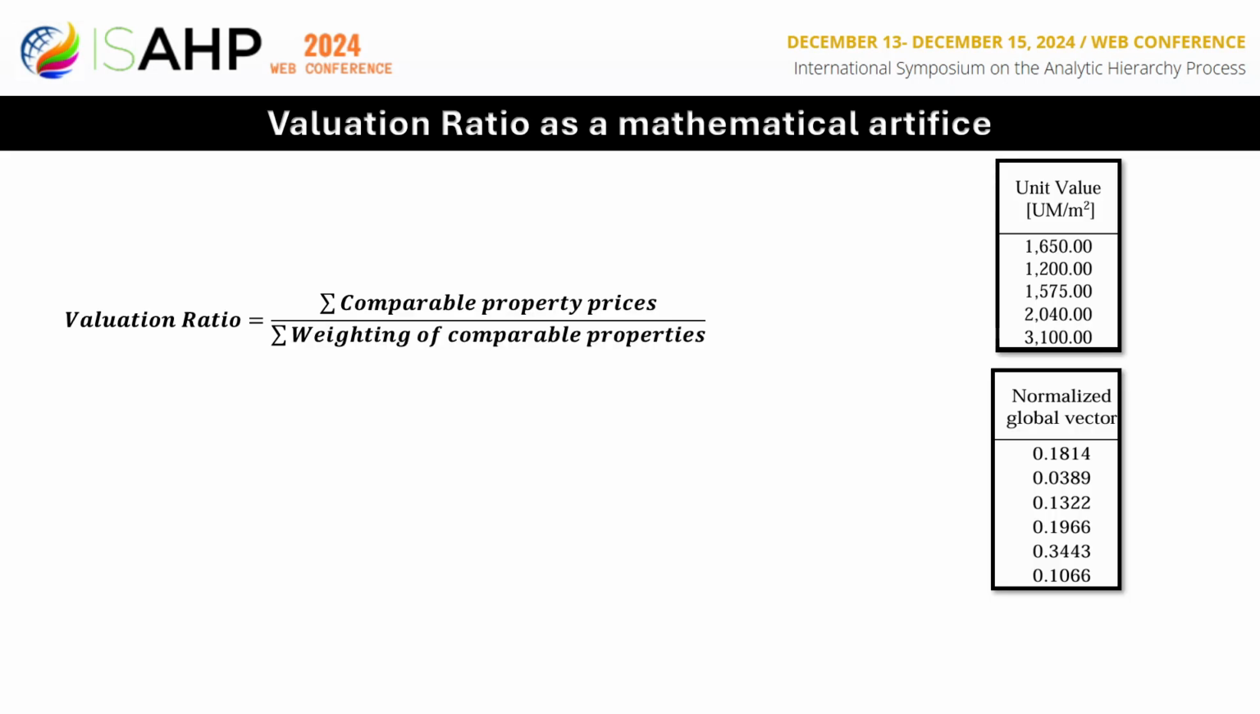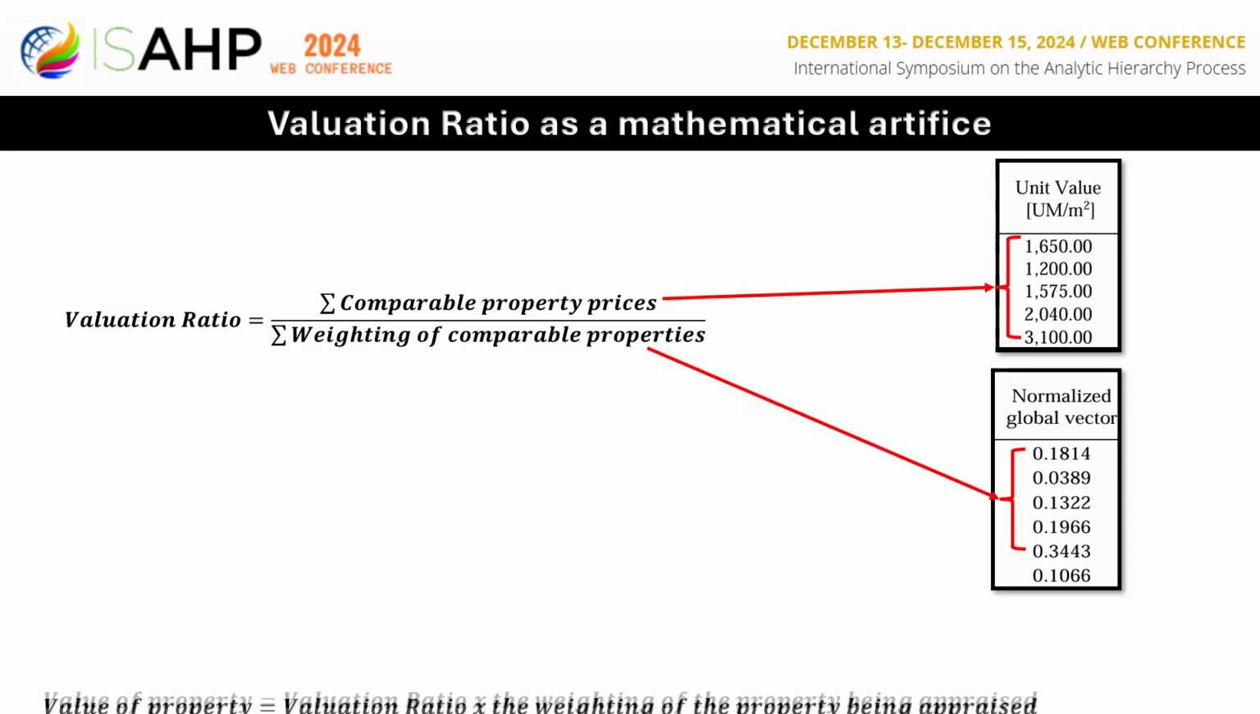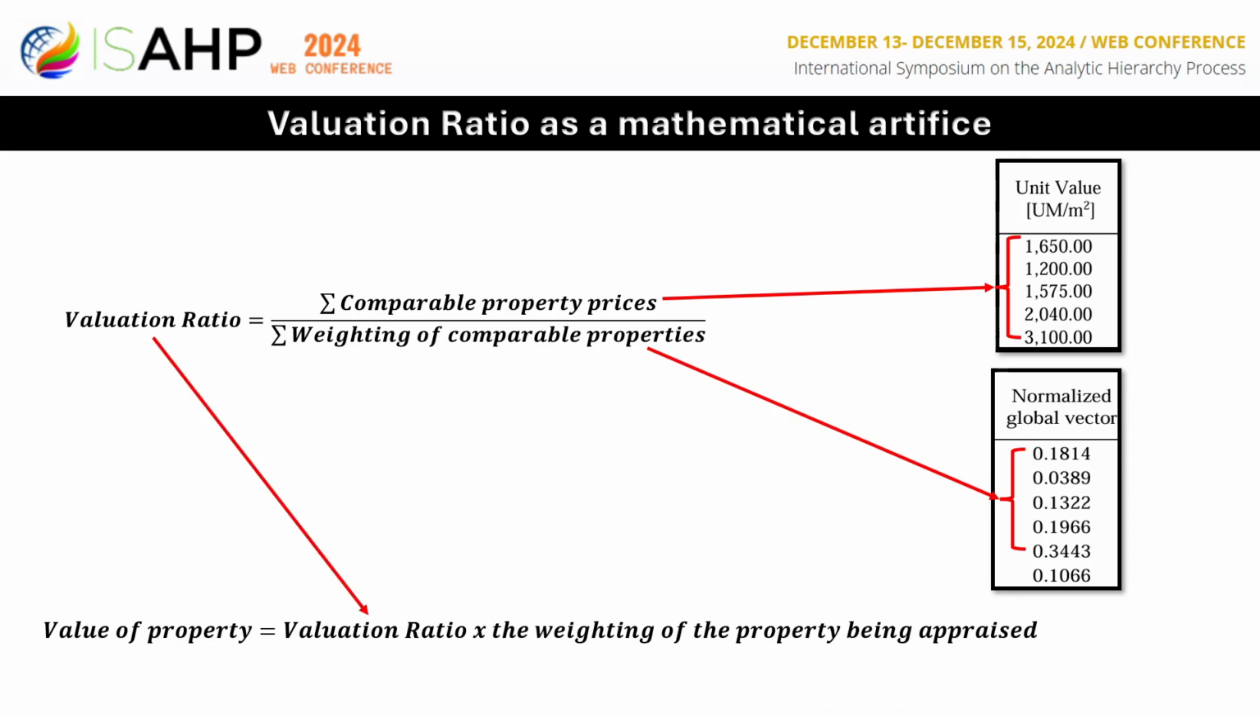The procedure used by the appraiser is based on the valuation ratio, which is a mathematical artifice to determine the value of the property, in this case, Castle N. The valuation ratio equation is based on the quotient of the sum of the prices of the comparables over the sum of the weights of the comparable properties. The value of the property is equal to the valuation ratio times the weighting of the property being appraised, in this case, Castle N.